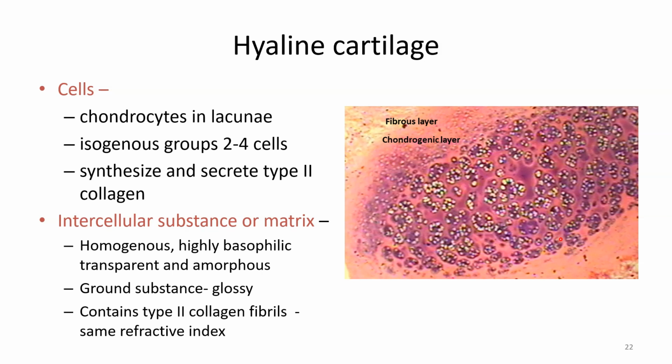If you observe the matrix, it is homogeneous, highly basophilic, transparent and amorphous. These are all the features of the matrix. The ground substance gives the glossy appearance, and it contains type 2 collagen fibrils, not collagen fibers.